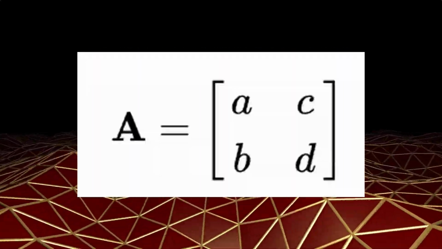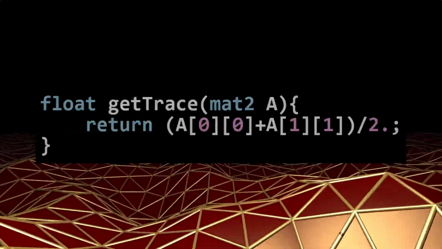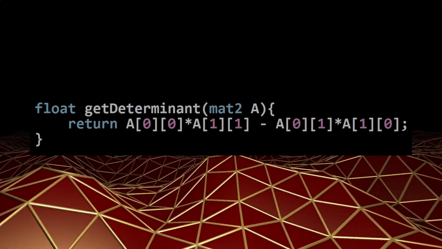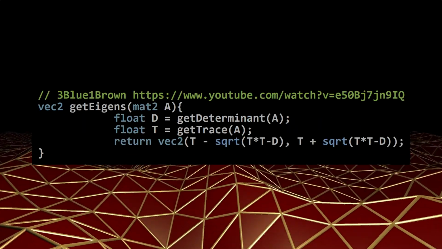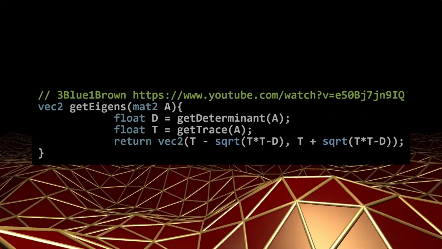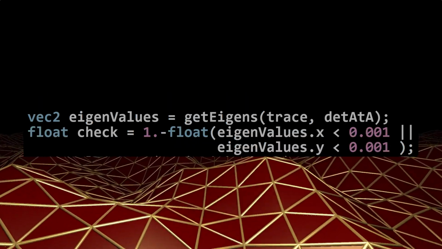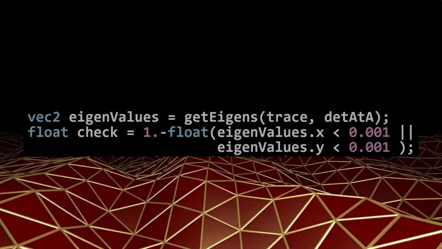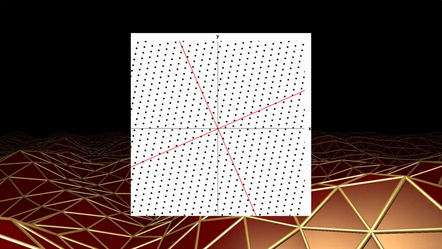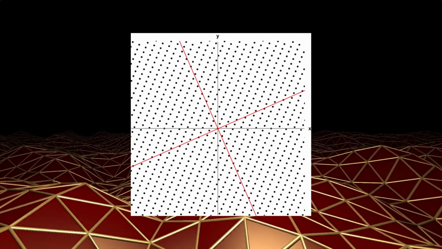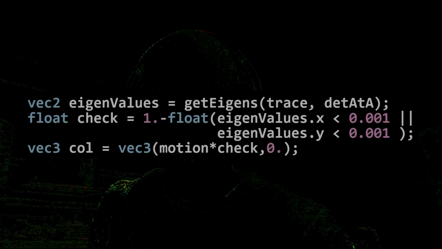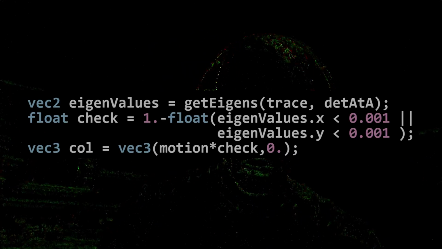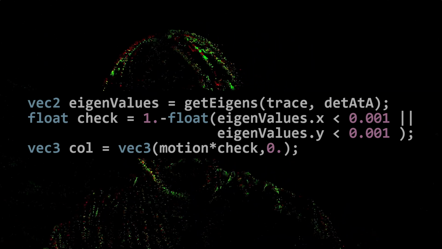For any 2x2 matrix, we can easily find the trace and the determinant of the matrix, and we can use the trace and the determinant to find the eigenvalues of the matrix. If one or both of the eigenvalues are close to zero, that means the matrix doesn't have enough information to reliably compute optical flow. So for pixels where this happens, we should set their motion vectors to zero. That helps reduce the noise a lot, but now we only have the edges around my face.